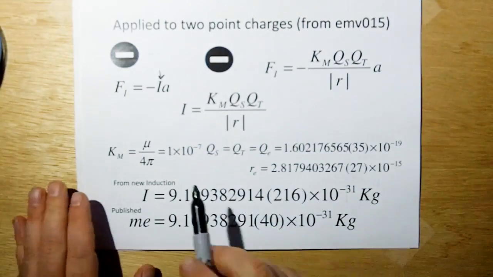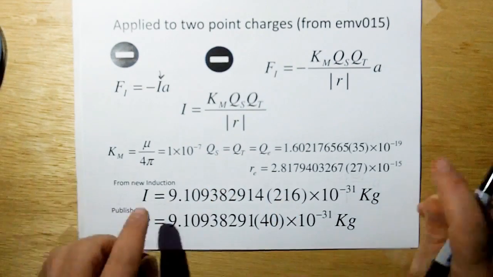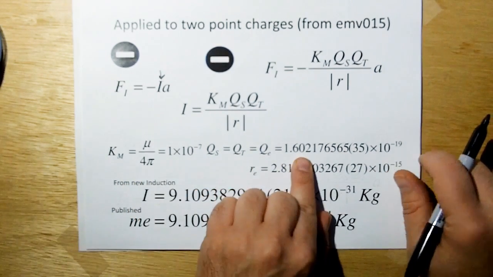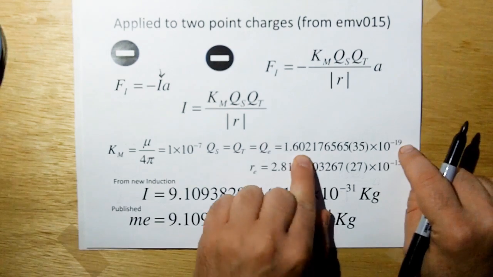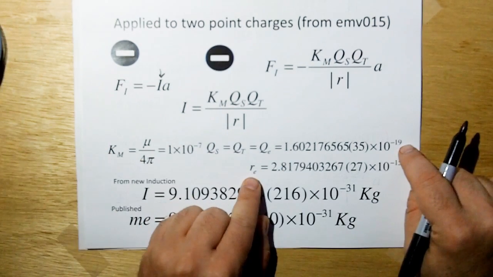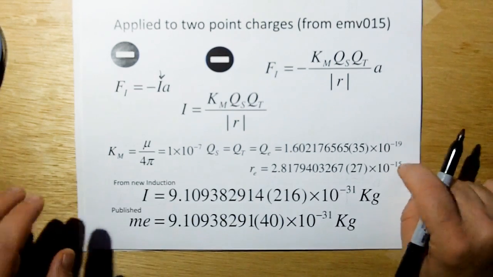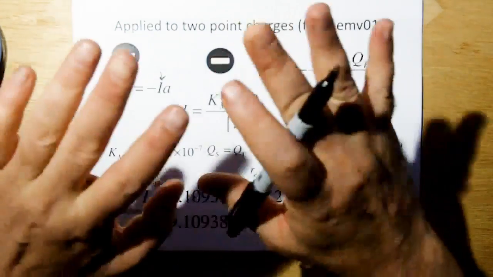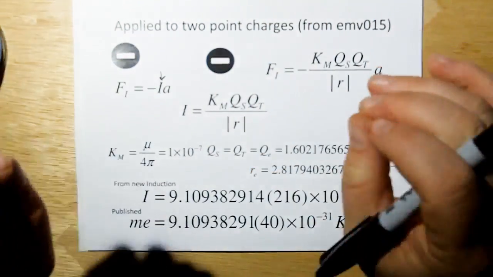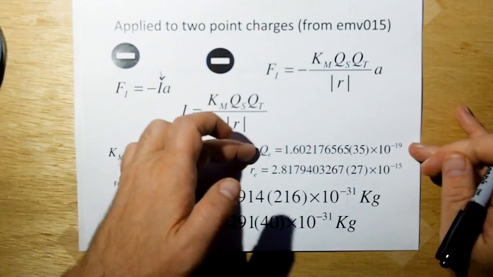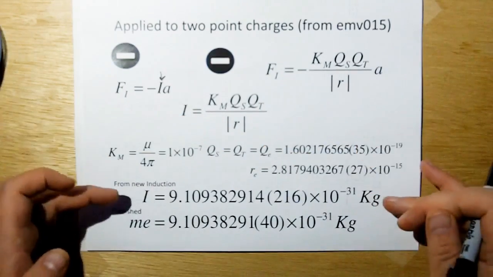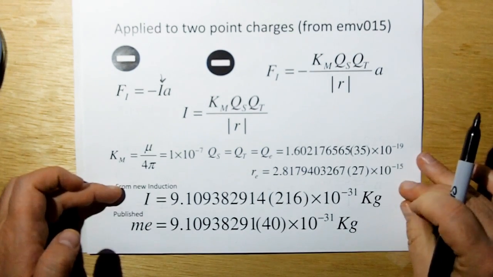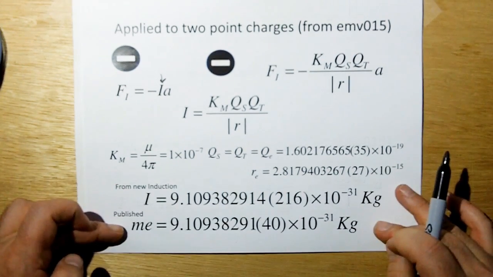Now, we said km is 1 times 10 to the minus 7, and we say that both the source and target charge are the basic elementary charge. And we say that the distance between them is the classical electron radius. Well, what we come up with is the inertia of this system of 2 point charges. These are not electrons. These are just inertialess point charges whose charge is equivalent to the fundamental charge. You get an inertia of these that's identical but has 1 more significant digit than the published mass of an electron.